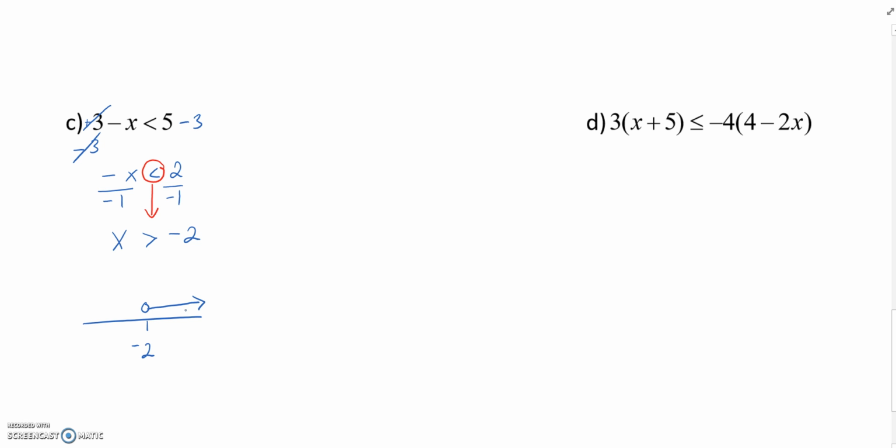Have a look at D. The exact same thing, except I can see there's a couple extra steps in order to get x isolated. I've got x in 2 places, but I also have all these brackets, which remind me that I need to distribute. The word distribute just means to multiply everything within the set of brackets. So 3 times x, 3 times 5.